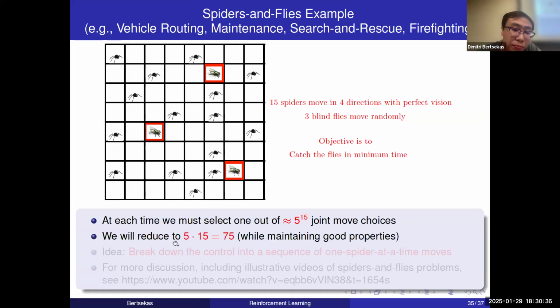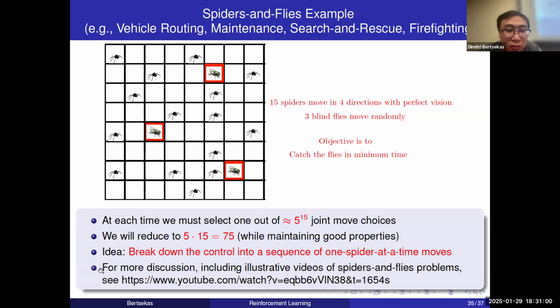We will reduce this to 5 times 15, which is 75 number comparisons in our reformulation, while maintaining the good property. The key idea is to break down the control into a sequence of one-step spider-at-a-time moves. And there are a lot more materials of this application, and with animation, you can find it here.